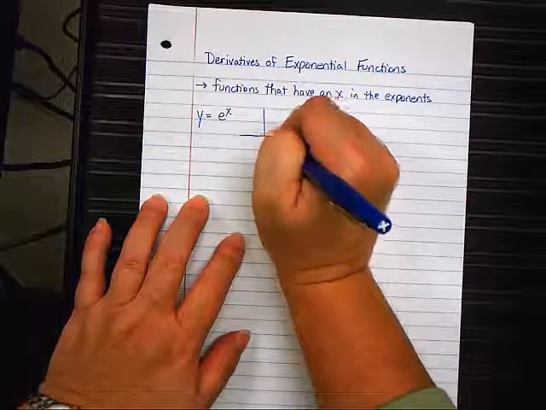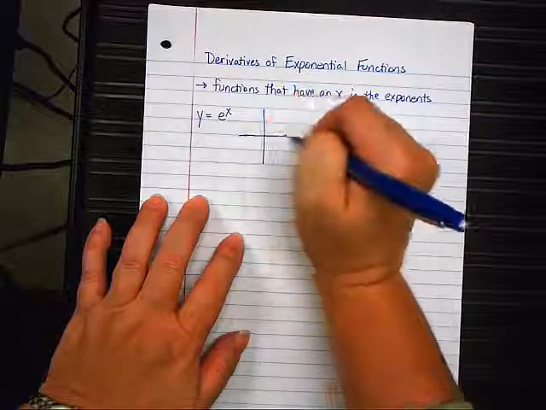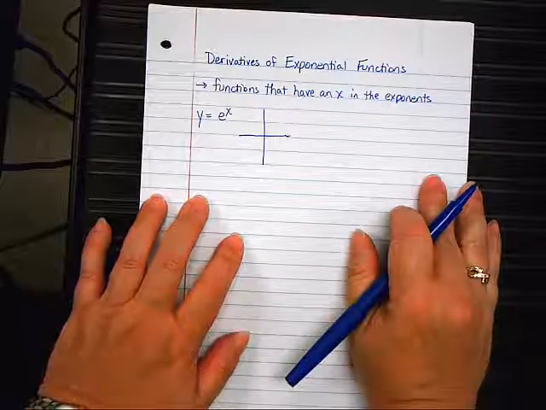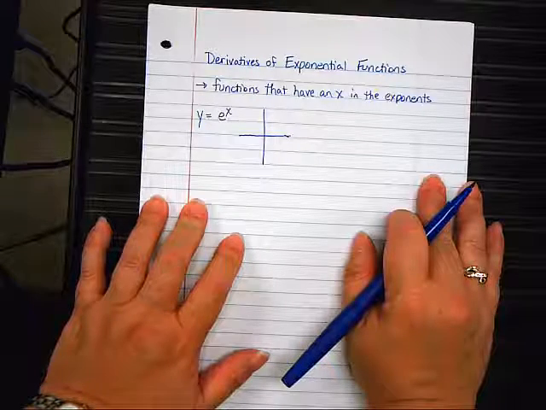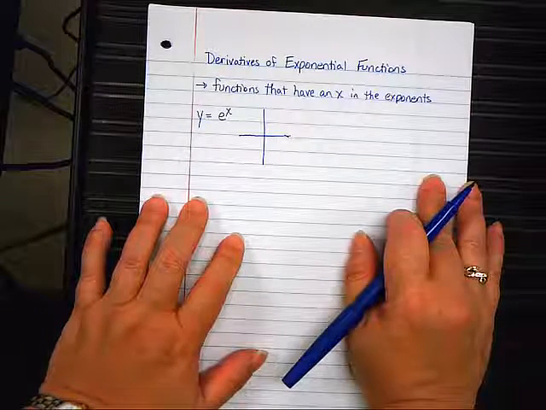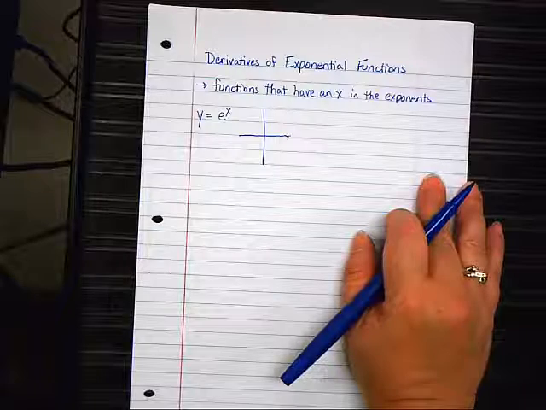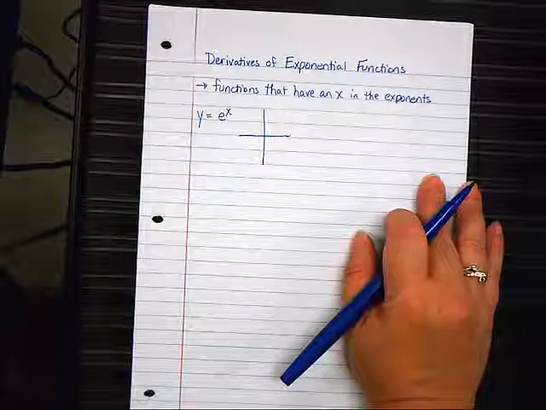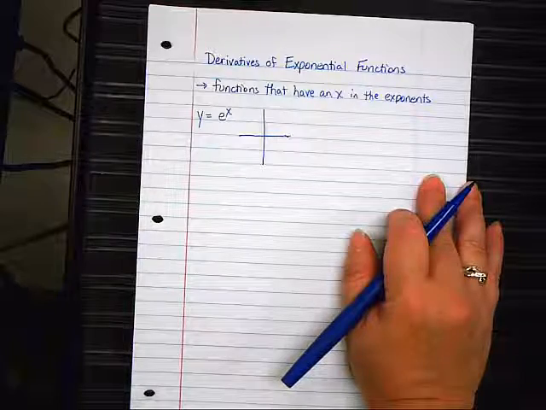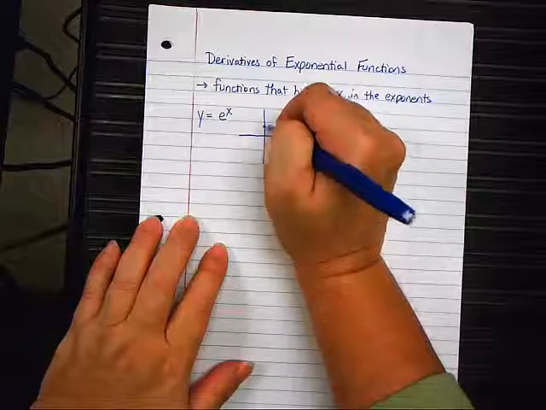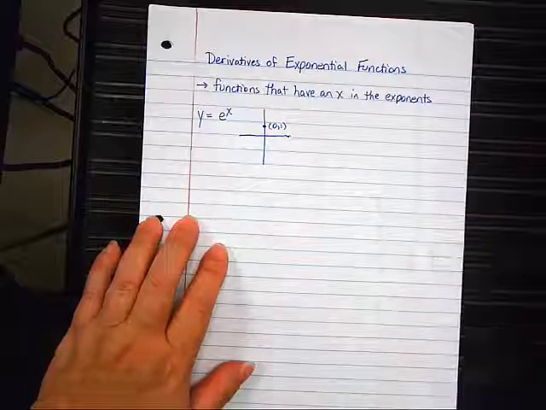Now, let's take a look at what this graph looks like. E to the x looks just like 2 to the x and 5 to the x, pretty much, except for the steepness of the graph. All exponential functions go through the same point, and it's not 0, 0. Does anybody know what it is? Not 1, 0. 0, 1. They all go through 0, 1.